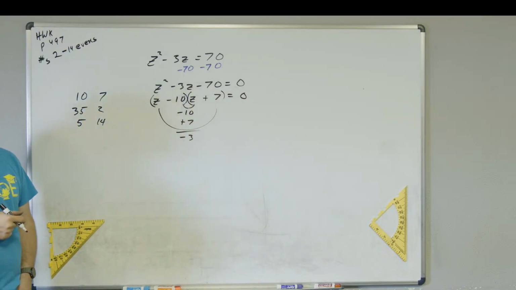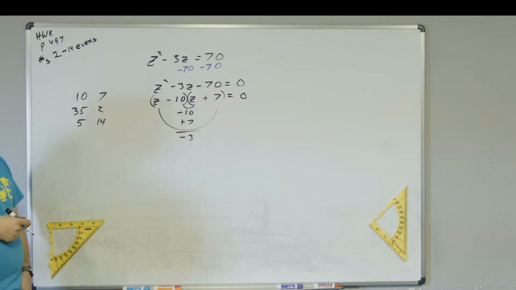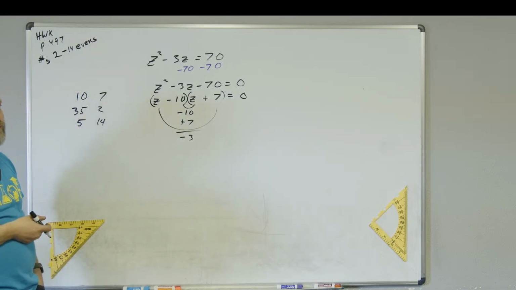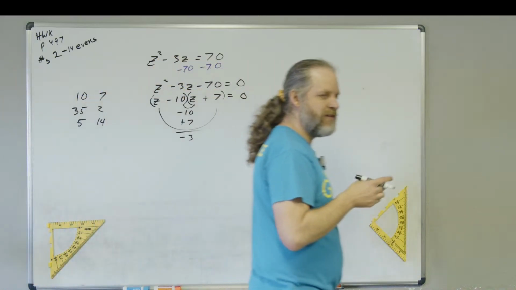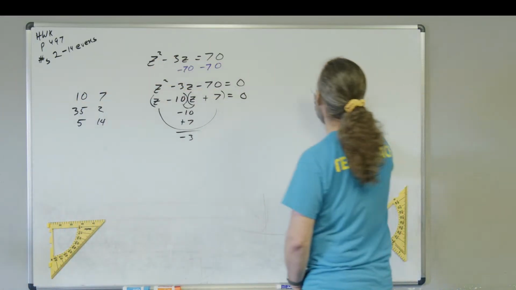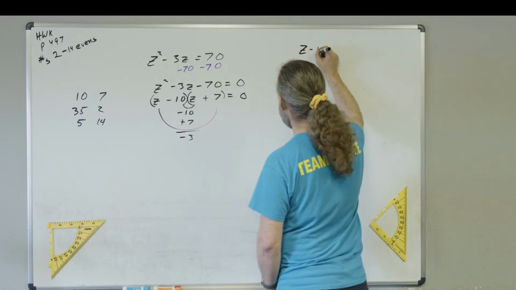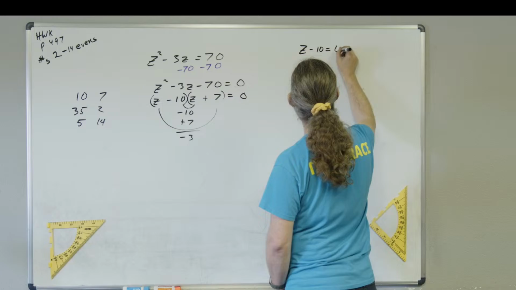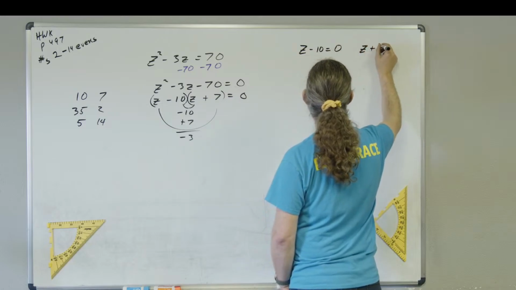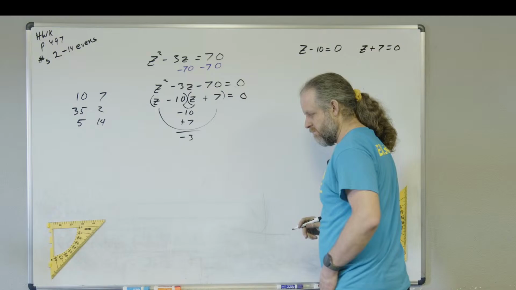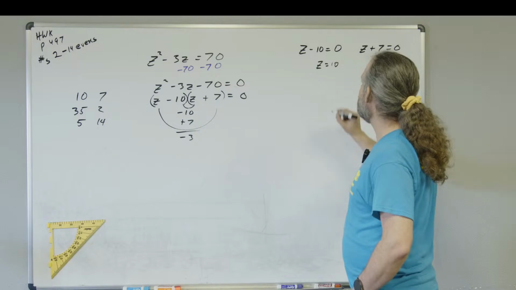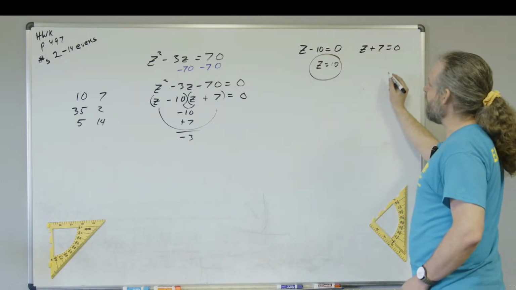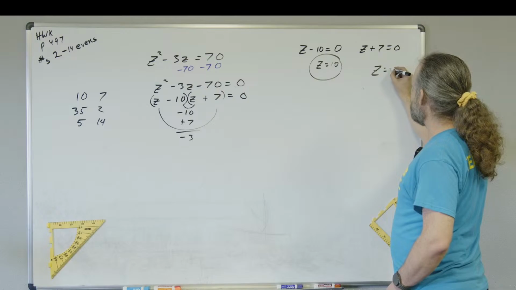What can we do now? No, we don't have z equals some number. We just did it today. We can split it into 2. We can set each factor equal to 0. Z minus 10 equals 0, and z plus 7 equals 0. Add 10 to both sides, we end up with z equals 10. Subtract 7 from both sides, we end up with z equals negative 7.